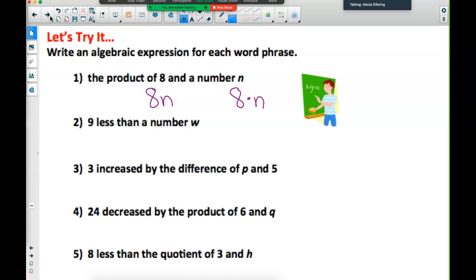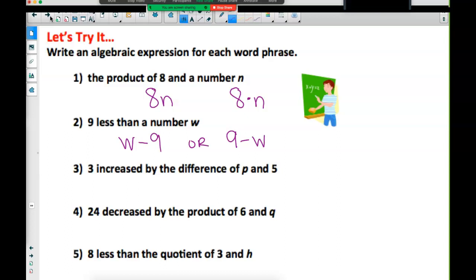So what do you think we'd write for number 2? 9 less than a number w. Write it in your notes, or those of you at home, type it in the chat what you think you would write. 9 less than a number w. Okay, and right now I'm seeing this. Or I am also seeing this one written. In this case, it can't be both of them. Which one is it?